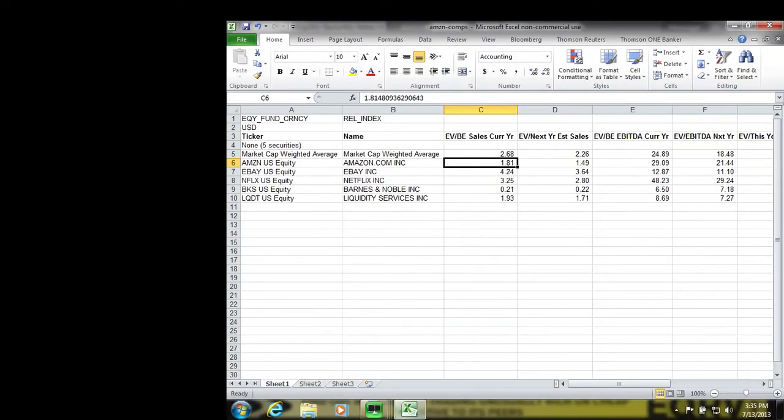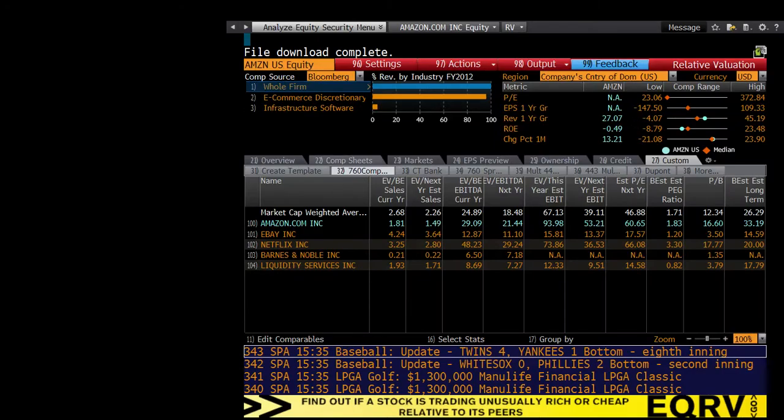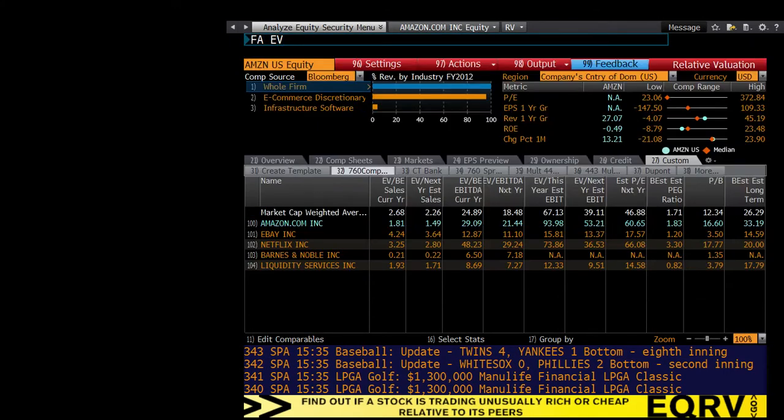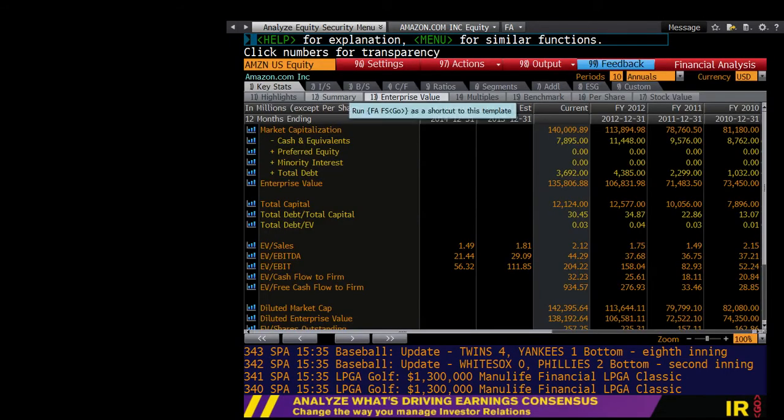When you go to Bloomberg, Bloomberg also calculates, under the financial analysis section, they have a tab under key stats called enterprise value. You can get there directly by typing in the short code FA space EV. So it'll bring you to the financial analysis screen, and it'll bring you to the enterprise value sub-tab.